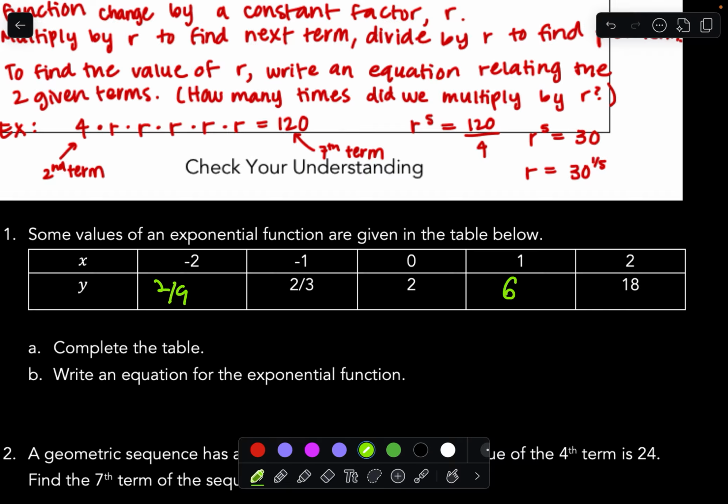Like I said, you could either go 2 times R squared equals 18, and then solve for R by dividing by 2 and square rooting, or knowing that we're dividing by R each time. So we went from 2 to 2/3, so R must be 3 because it was 2 and then we divided by 3. And that's another way of thinking of it.